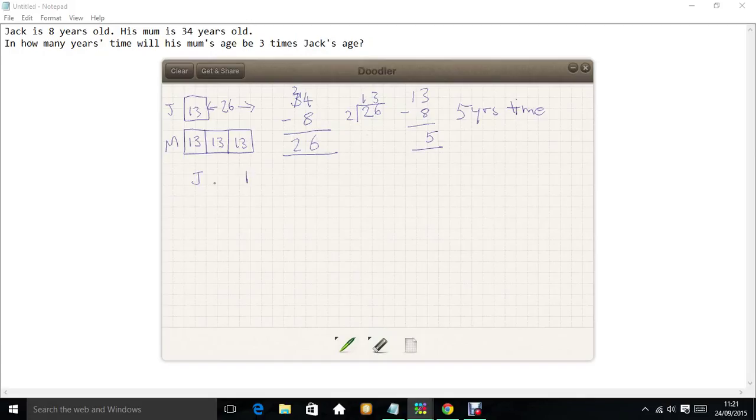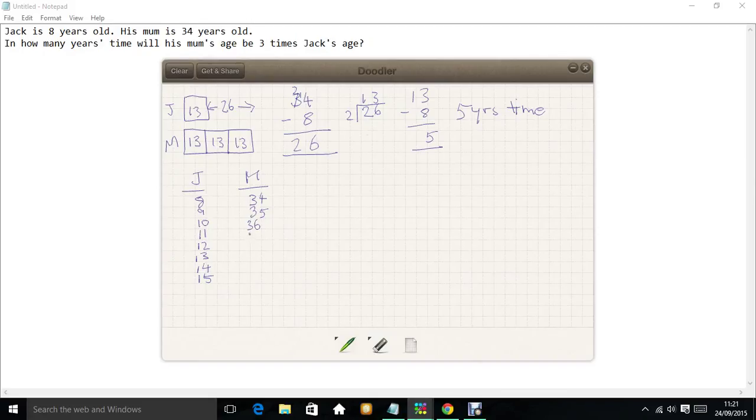Here's Jack, here's mum, and I could make a list of their ages. So starting with 8, and mum is starting with 34, and I could just make my way down. So 9, 10, 11, 12, 13, 14, say 15. Okay, at this point I'm pretending I don't know the answer. All right, so 34, 35, 36. And as I'm writing these down, I'm looking at any of these three times these.